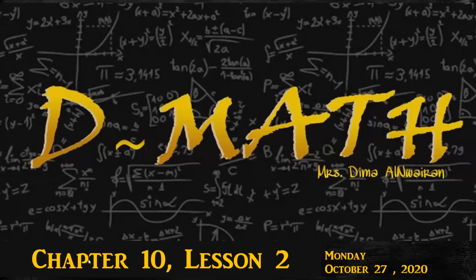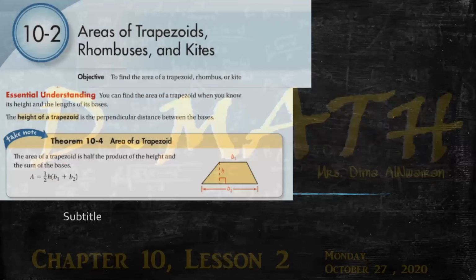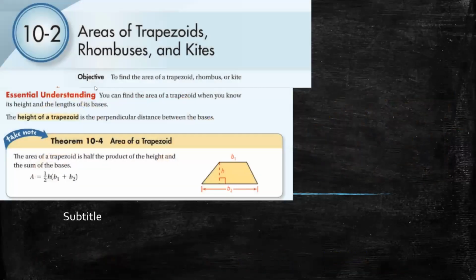Today we will start with lesson 2, chapter 10, which is talking about areas of trapezoids, rhombuses, and kites. We will learn how we can find the area of the trapezoid, rhombuses, and kites. Now, let's start with the trapezoid. The area of the trapezoid, as you see here, this is the trapezoid.